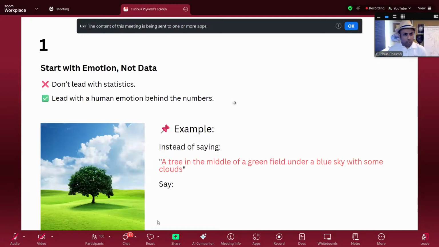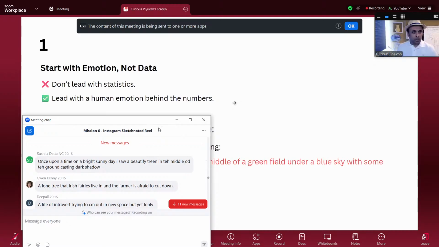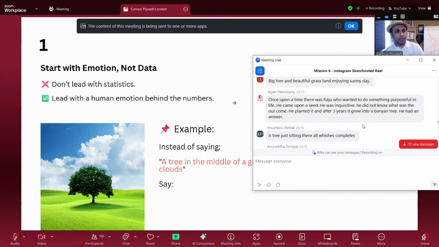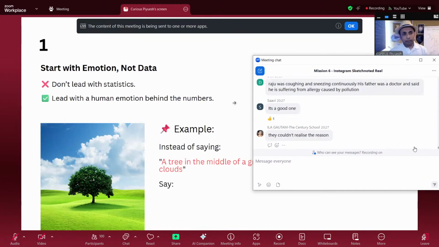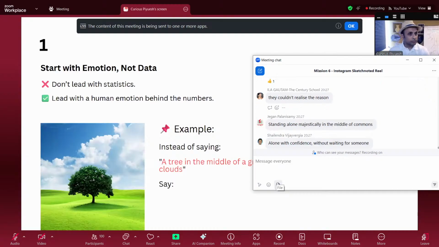Someone is writing, Raju was coughing and sneezing continuously. His father was a doctor and said he's suffering from allergy caused by pollution. Yes, absolutely. What could be this tree format? Give it a try. Write in the chat. What could be a storytelling for this tree? Are you giving it a try? I don't see any chat till now.